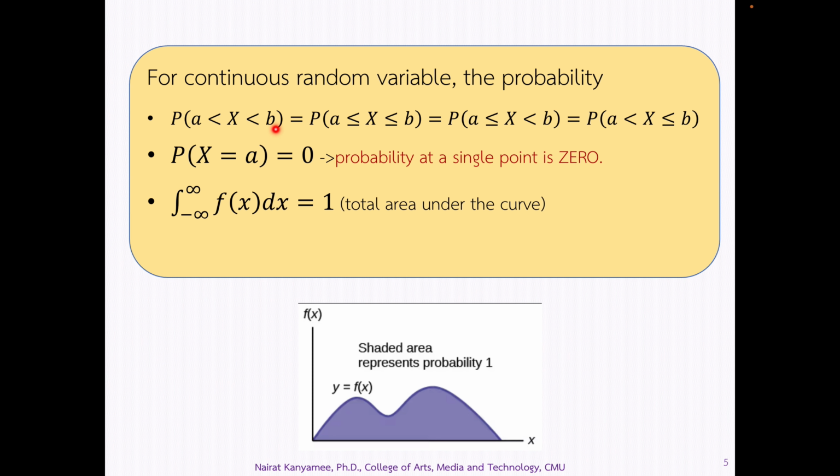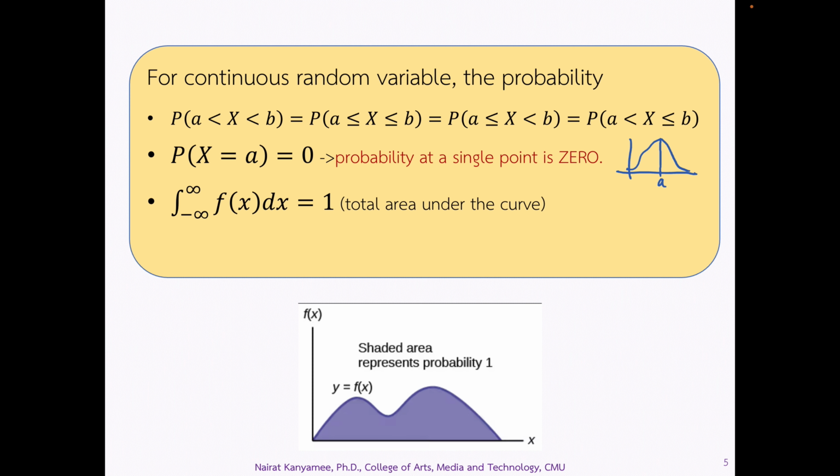Of course, we cannot find it, because at a single point there is no area under the curve, so the probability is 0. Probability is the shaded area under the curve from a to b. So at a certain point, if you want to find the probability, we have no area, so it is 0.